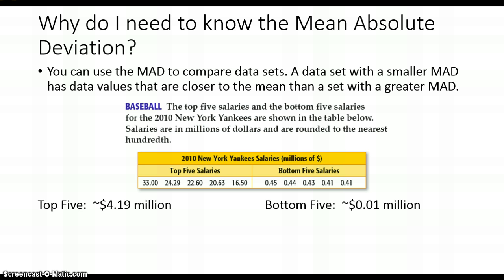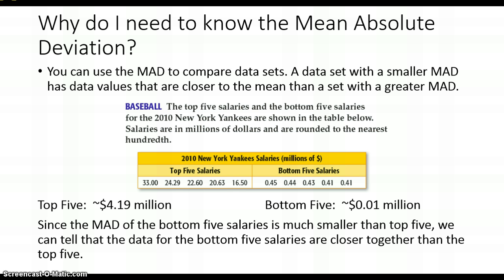So what does this tell us? Well, since the mean absolute deviation of the bottom 5 salaries is much smaller than the top 5, we can tell that the data for the bottom 5 salaries are closer together than the top 5. This means that there's less likely to be an outlier in this set as well.